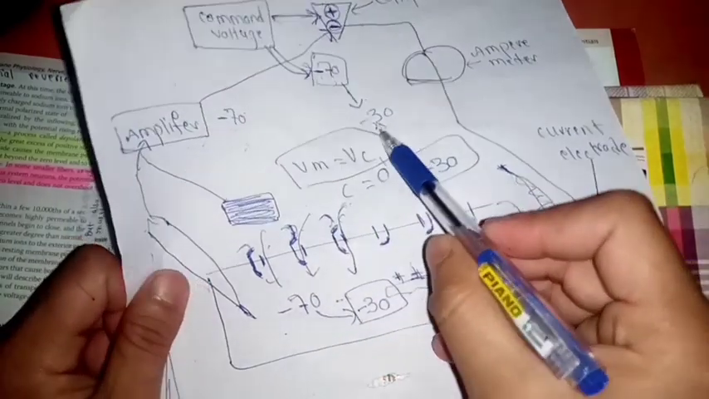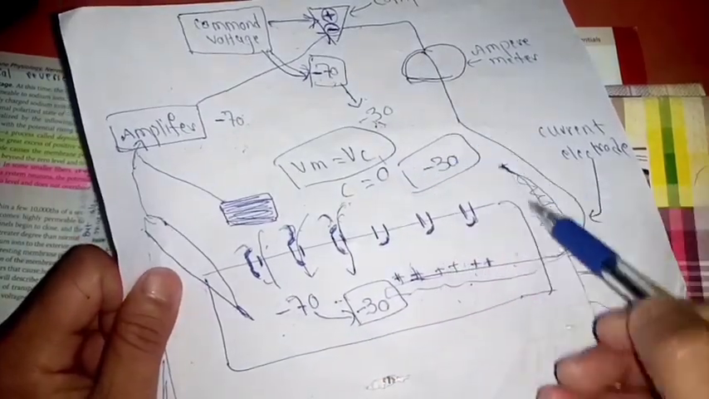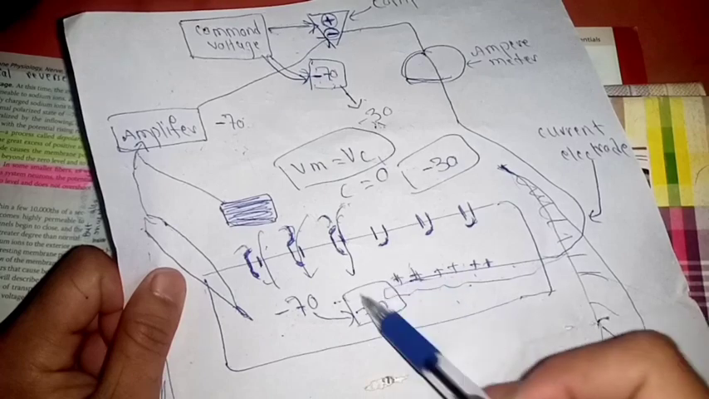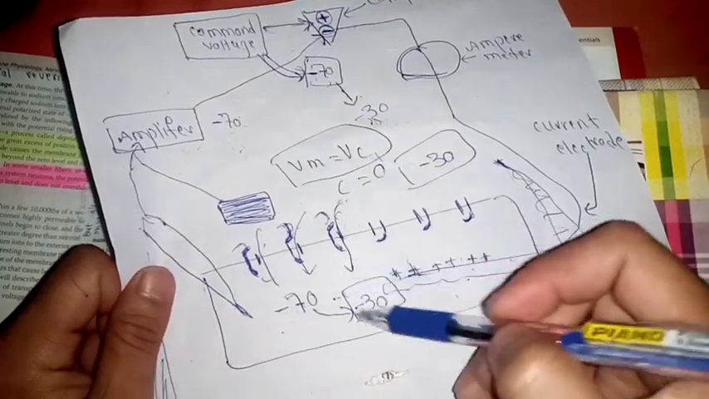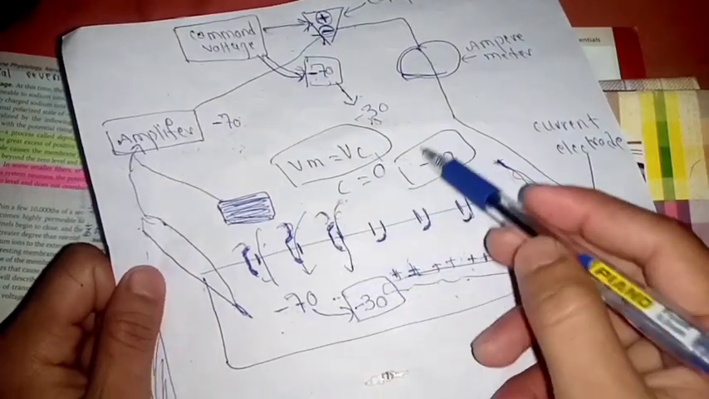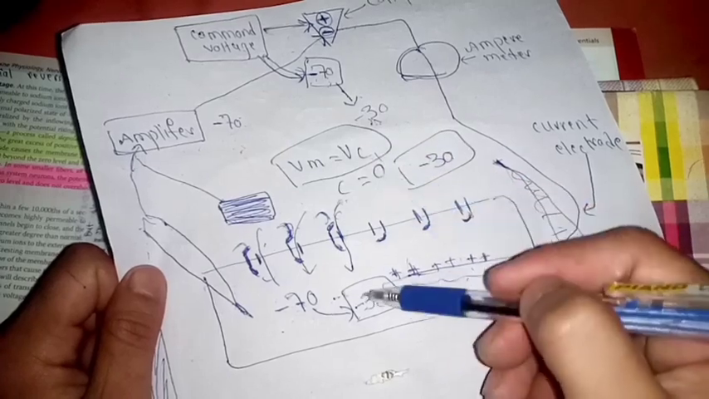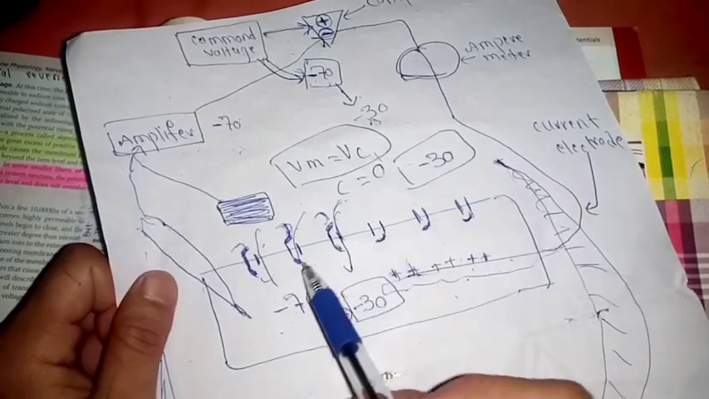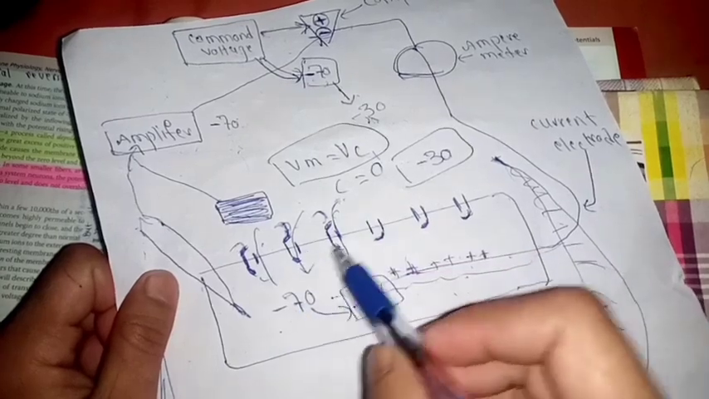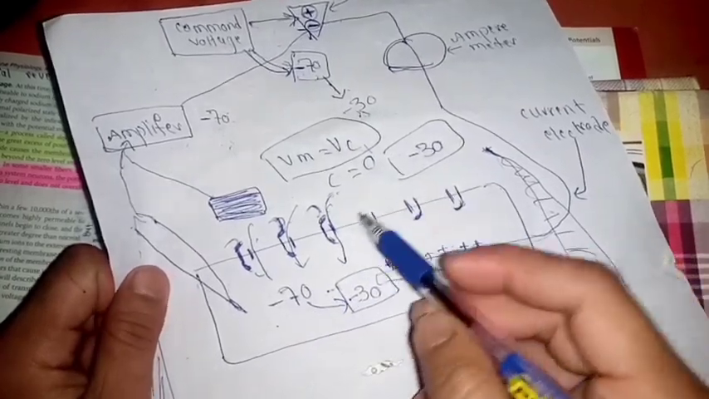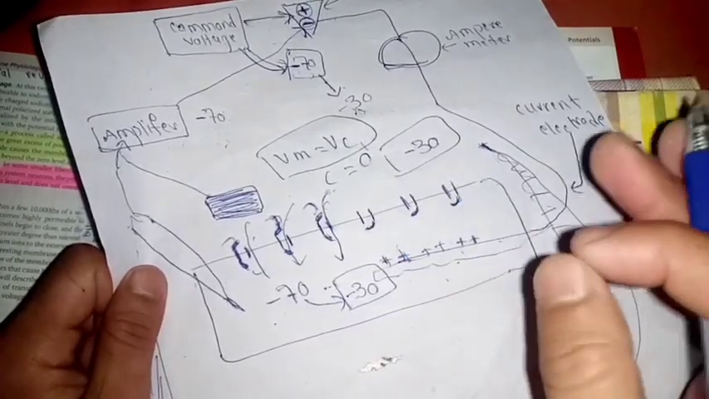So if we further increase this voltage to minus 20, minus 10, etc., the positive current will raise the internal voltage of the axon, and accordingly the outside potential will also change, and these two potentials will equalize each other, and in this way we can study the conduction of current through different types of channels. So this was the basic principle of the voltage clamp method.